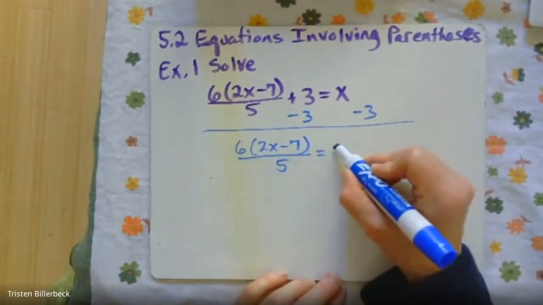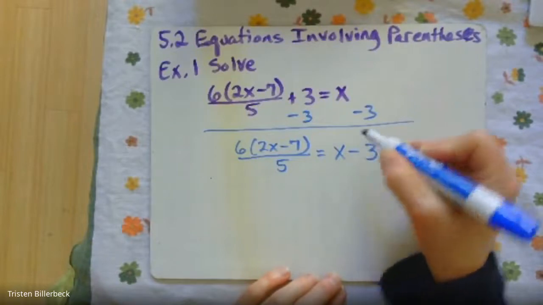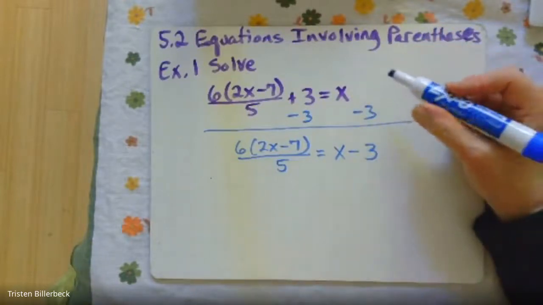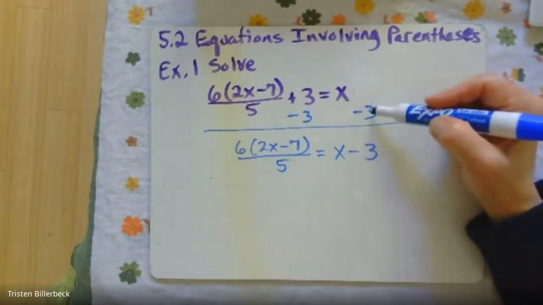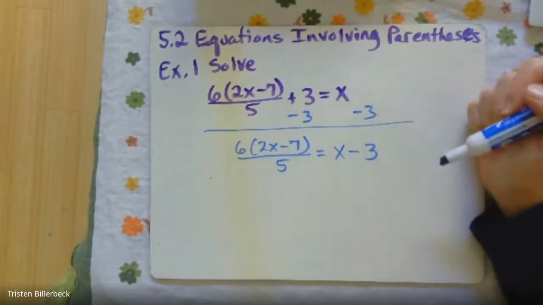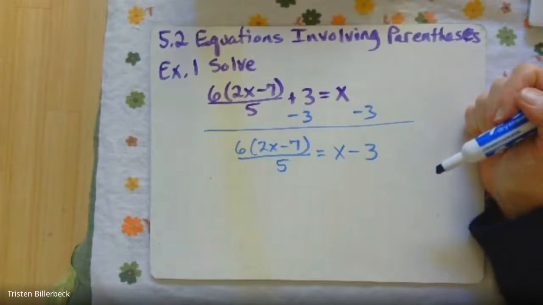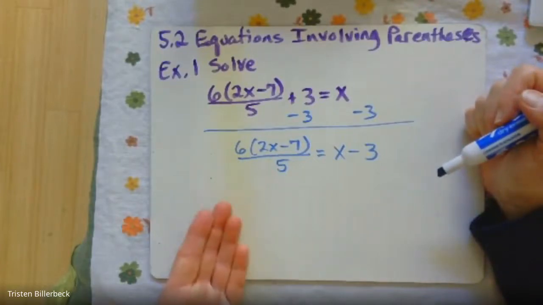equals, and then this becomes x minus 3 because I can't combine the x and the 3 because this is a variable, this is a constant, and they're not like terms. So now I need to think of, well, how do I do this from here?